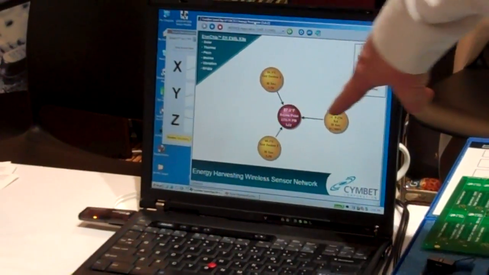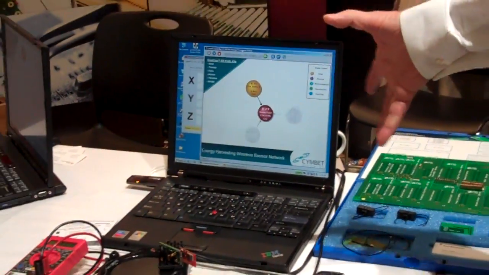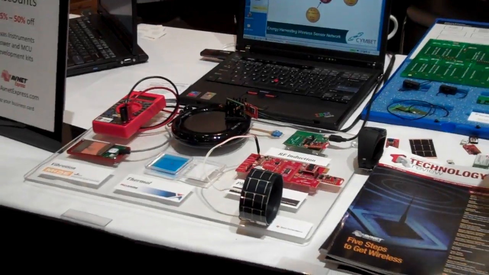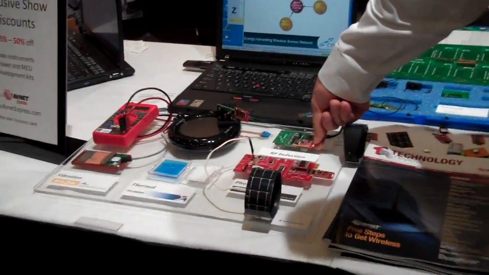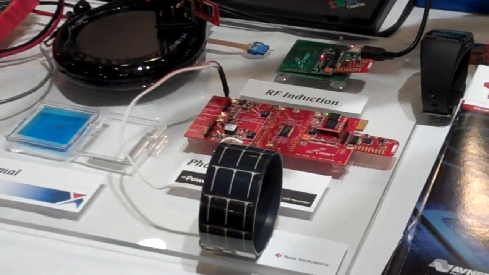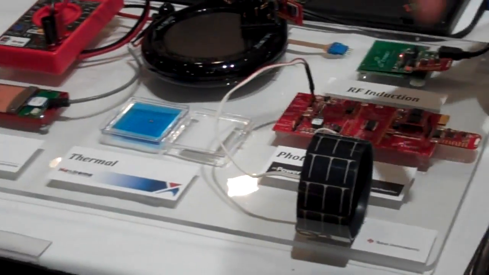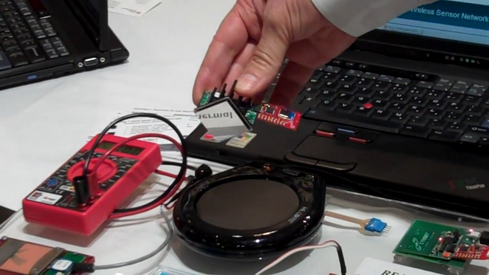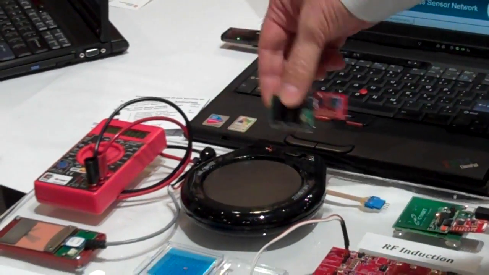And these other three nodes are different nodes that I have over here that are powered by various types of energy harvesting. So we have one that's powered by RF induction. We have one that's powered by the ambient light in this room using a product from PowerFilm. We have this one that's powered by heat using a product from Nextreme.